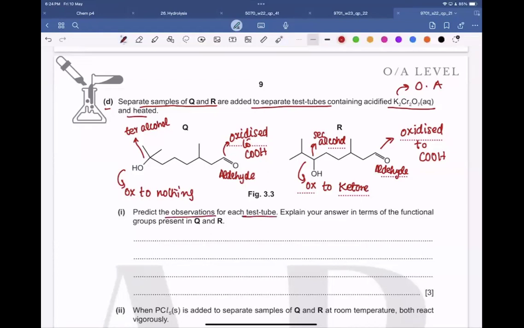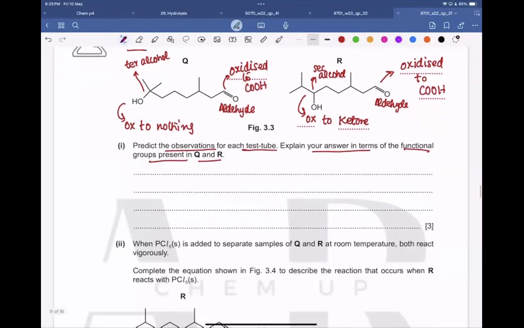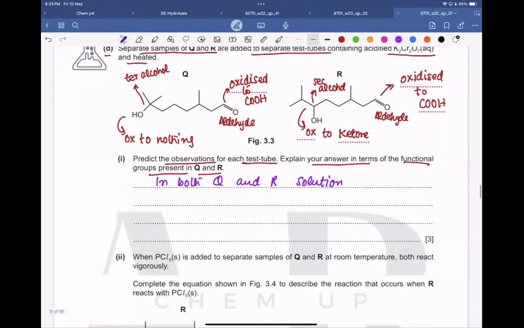So now let's have a look at the question. Predict the observation for each test tube. Explain your answer in terms of functional groups present in Q and R. So obviously the reaction has taken place, right? So in both test tubes, in both Q and R, solution, what is the color change when dichromate has been used? Can anyone recall? Solution turns from, yeah, turns green, but you have to show the whole color change. So turns from orange to green, right?